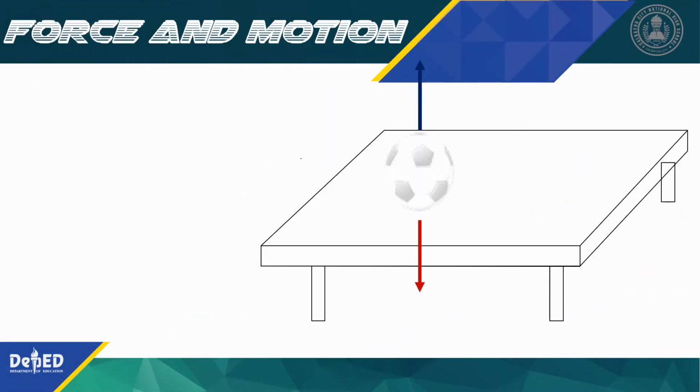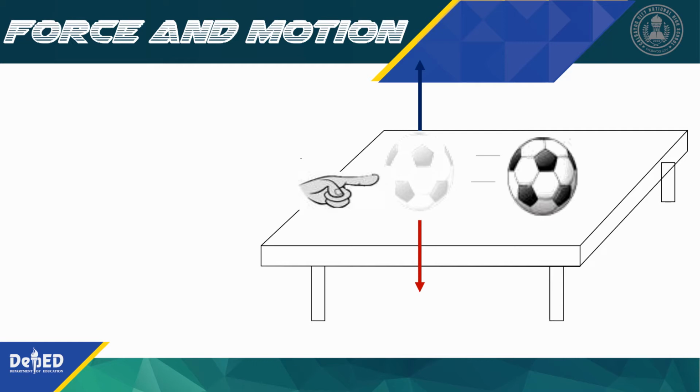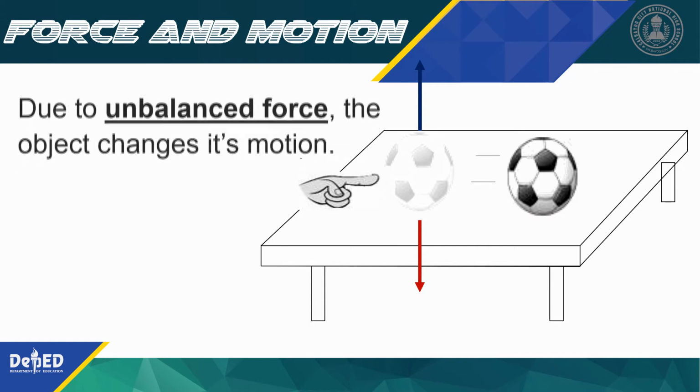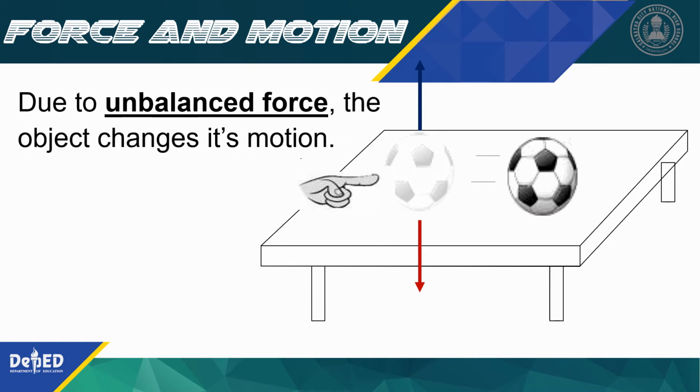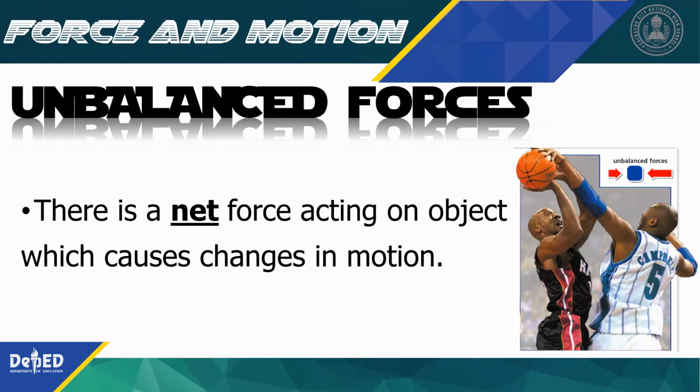Looking back to the example a while ago, a ball was on the table, and as discussed, we can say that this is an example of balanced force. But what if I touch the ball and suddenly move? Do you think it is still balanced? No, because there is already a change on the ball. The sudden movement is caused by the unbalanced force. In unbalanced forces, there is a net force acting on an object which causes changes in motion.